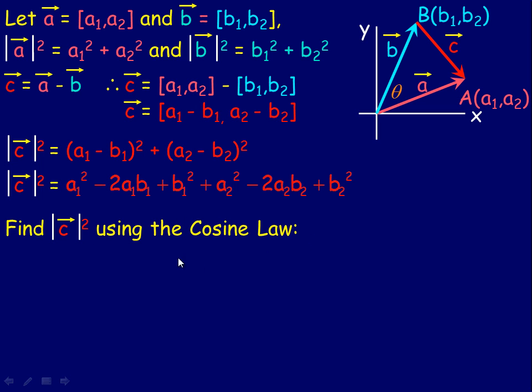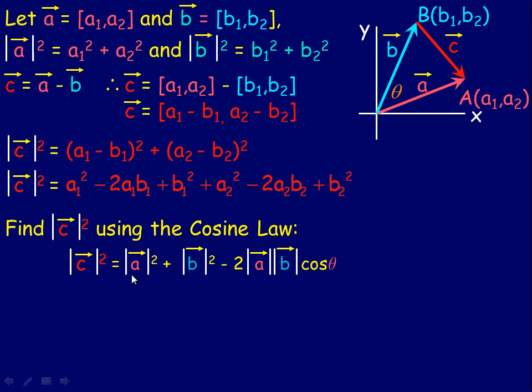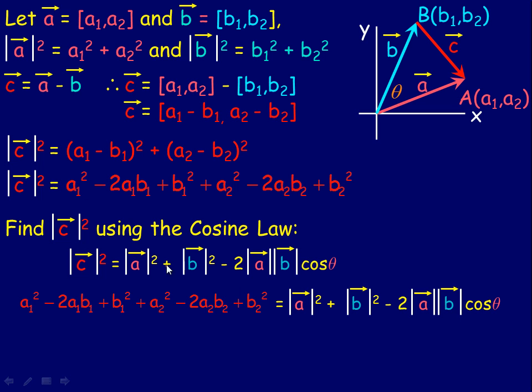Now, using the cosine law, we could also find how long that vector is in terms of theta and the length of A and length of B. Remember, in a triangle, if you have two sides and the angle between them, you can use the cosine law to find out how long the third side is. So the length of vector C squared would be the length of A squared plus the length of B squared minus twice the magnitude of A times the magnitude of B times the cosine of theta. Now, in both cases, we have magnitude of C squared equals. So this whole quantity here should equal this whole quantity here. So we're going to equate them.